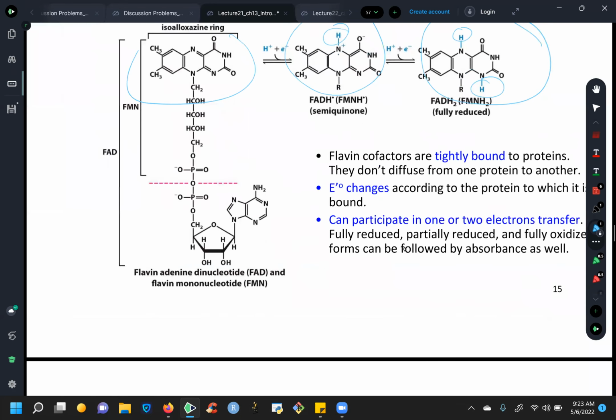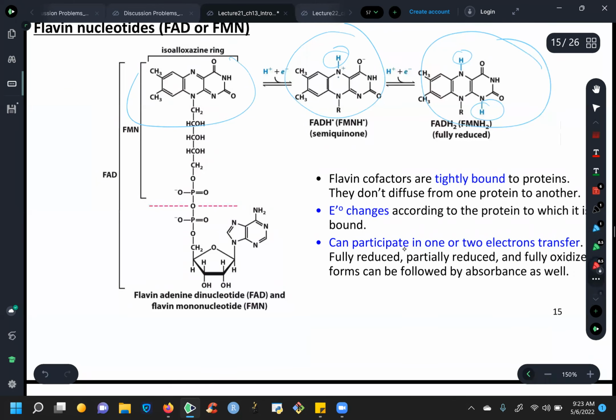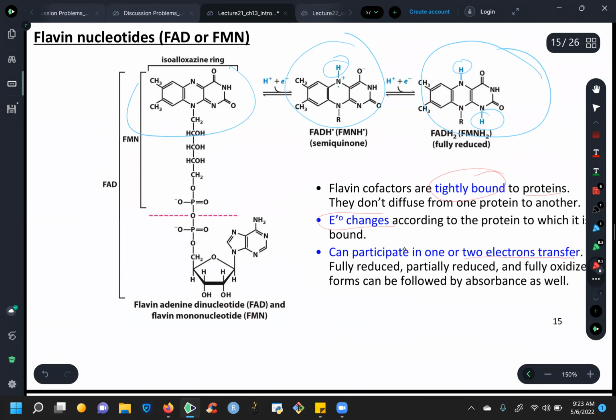So flavin cofactors are tightly bound. Did you notice that the NADH and NADPH were free to roam around, whereas the FAD and FMN are tightly bound to the proteins? So these guys are not free to roam around, they're attached. They don't diffuse from one protein to another. Standard free energy changes according to the protein to which it is bound. Can participate in one or two electron transfers. Fully reduced, partially reduced, and fully oxidized forms can be followed by absorbance as well.